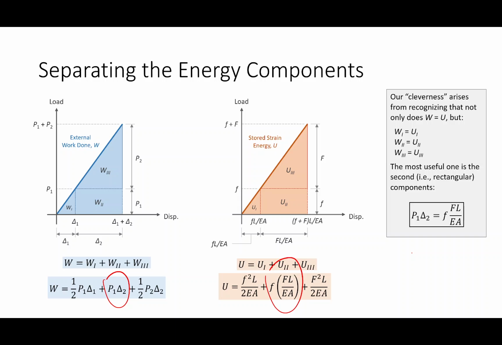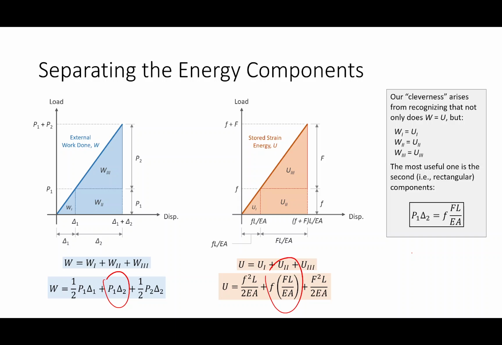Now I propose that has got to equal the external work done. Look at this term. What is this? This is P1 times delta 2. What is delta 2? Delta 2 is what we're after. That is the deflection due to the real forces on the structure. That's what we care about. But what is P1? P1 is that fake marker load that we put on the system to make the math easier. We, as the engineer, can choose whatever value of P1 that we would like.